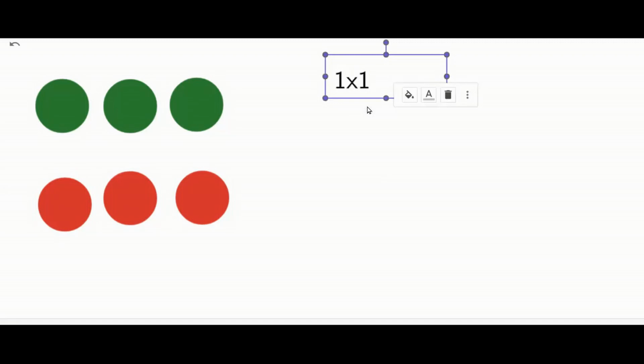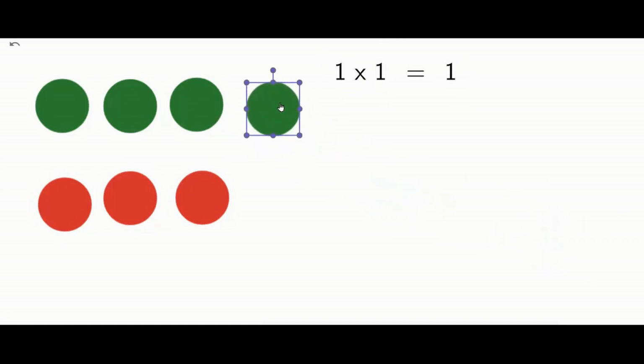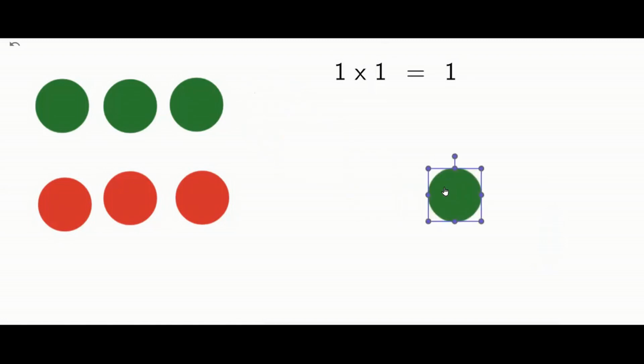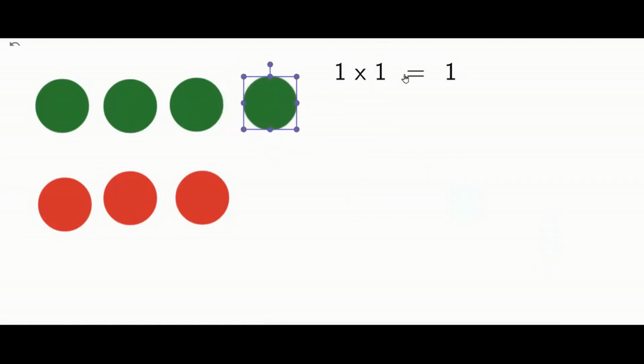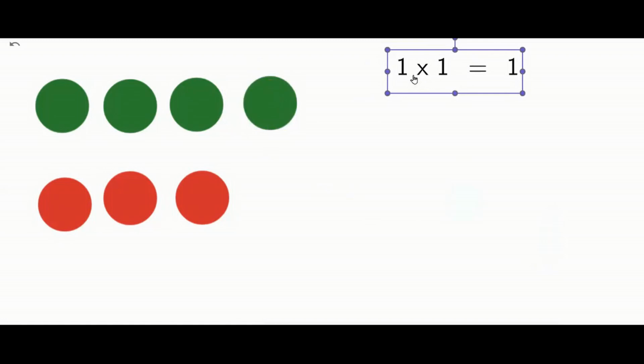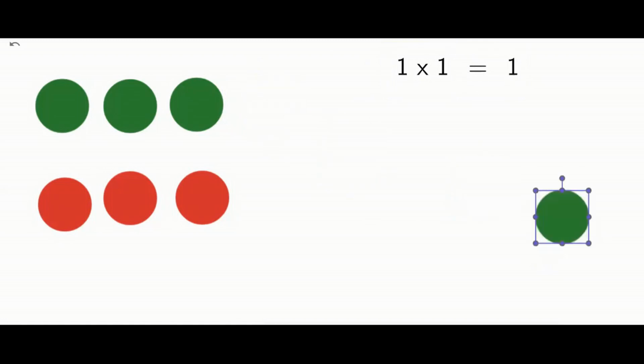1 times 1 is equal to 1. We all know that. So that simply means I am giving you a dollar or a green dot once. Once again, a green dot represents $1 and a red dot represents -$1. So if I give you a green dot once, how much money would you have? The answer is 1. So it makes sense that 1 times 1 is 1.